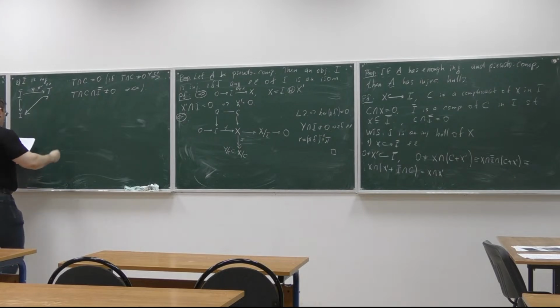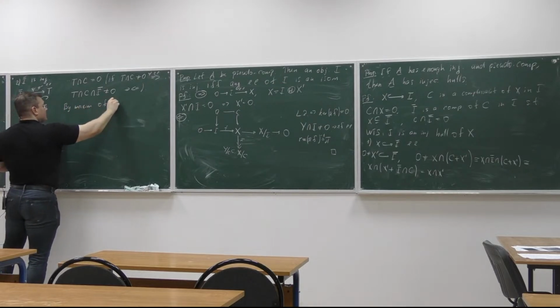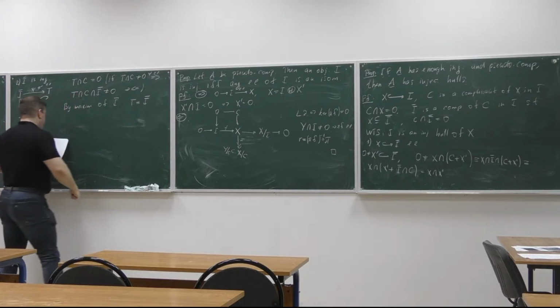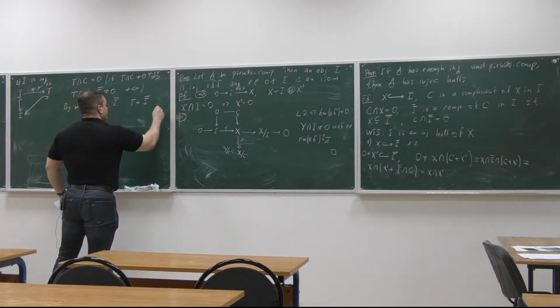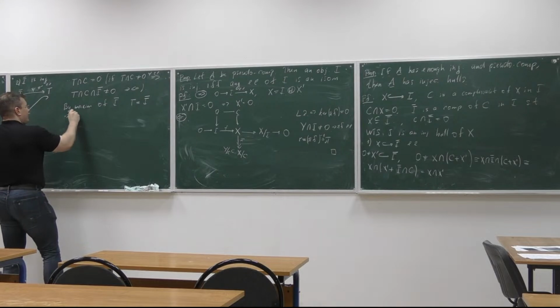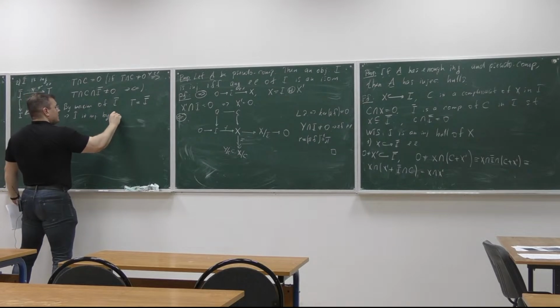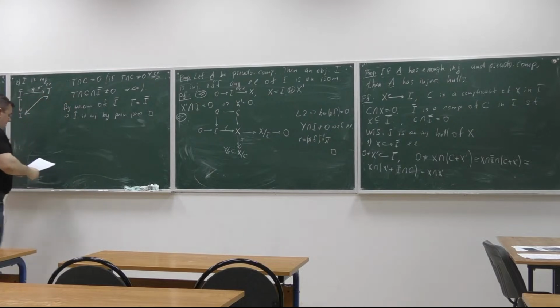Well, but then by maximality of the I bar, T has to coincide with I bar. T is a maximum module that has this property. And that's the end of the proof. So I bar is injective by the previous proposition. Okay.